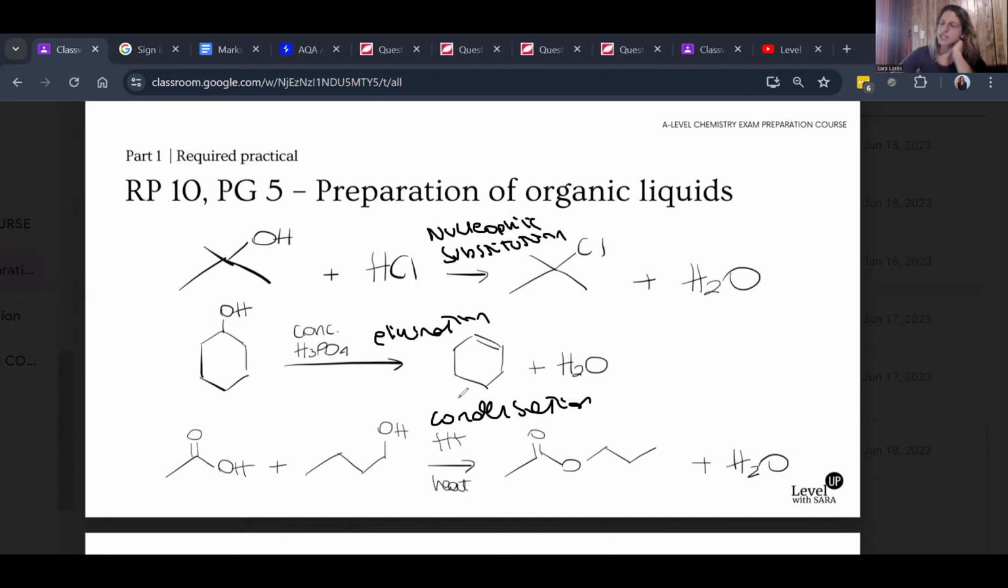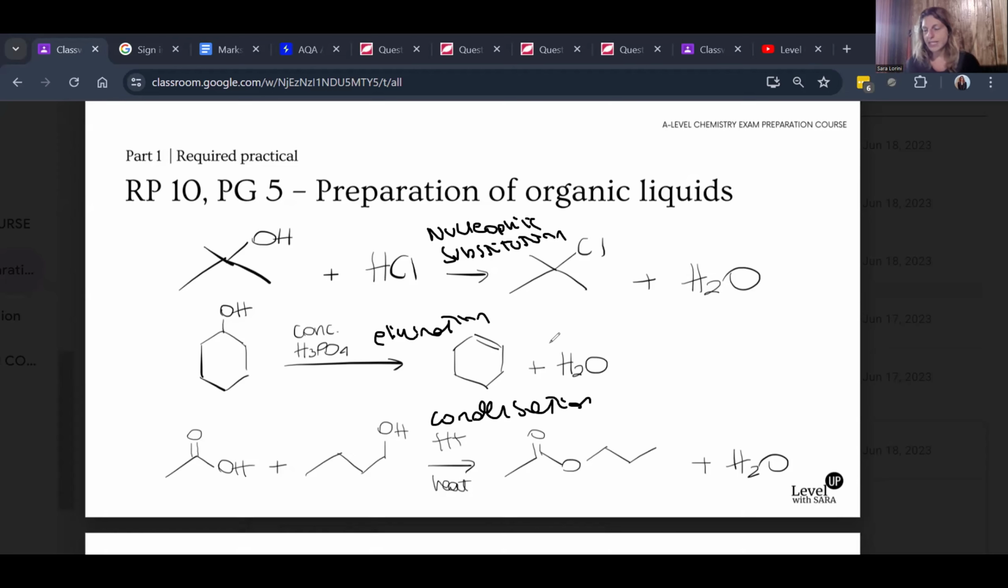Remember, condensation always uses the acid catalyst, normally sulfuric acid, okay? And of course, it releases water. For condensation, you don't really need to know the mechanism, but you do know it because it's the addition-elimination mechanism, okay? And you've seen that in amines, amides, okay?